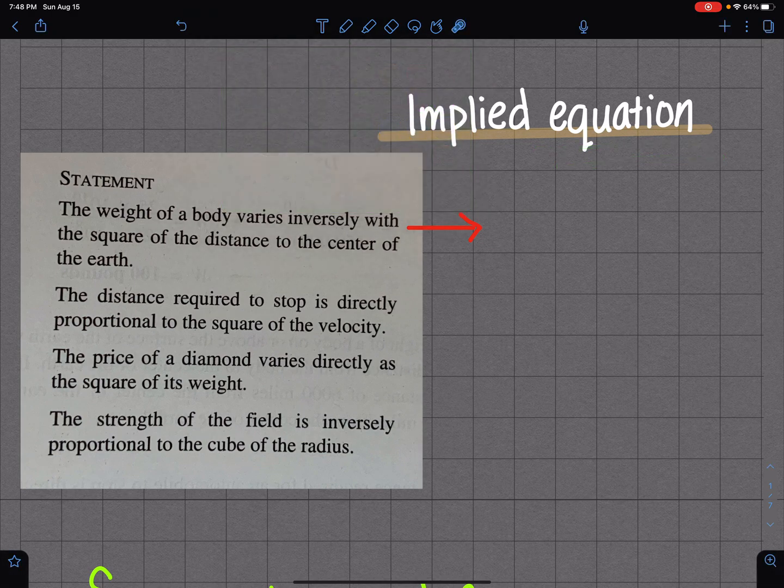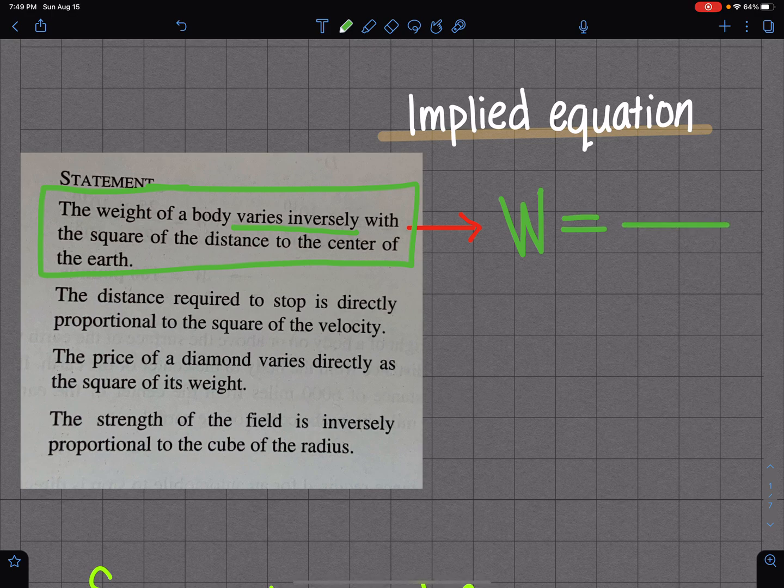So let's look at this statement first. This is the first example between here and here, okay? The weight of a body varies inversely. Okay, let me highlight this. The weight of a body varies inversely with the square of the distance to the center of the earth. So I'm going to put the weight of a body. Now when it says varies inversely, that's when I'm going to put the equal sign. And I know that there's going to be a fraction on the other side because it says varies inversely. What does it vary inversely with? The square of the distance. So on the bottom, I'm going to put distance squared.